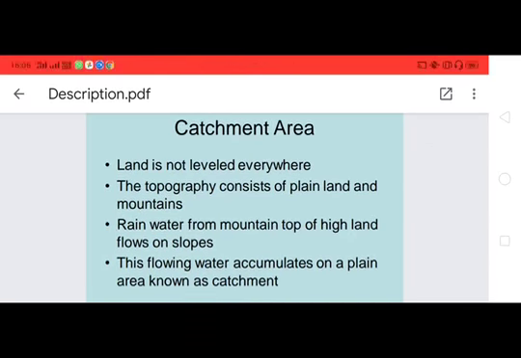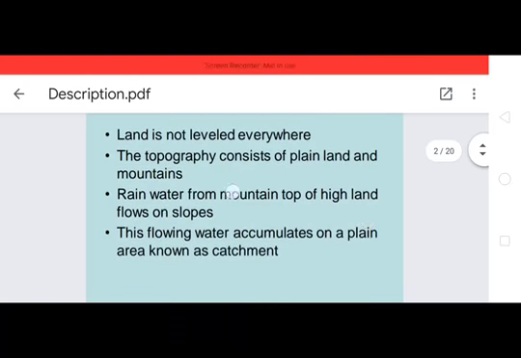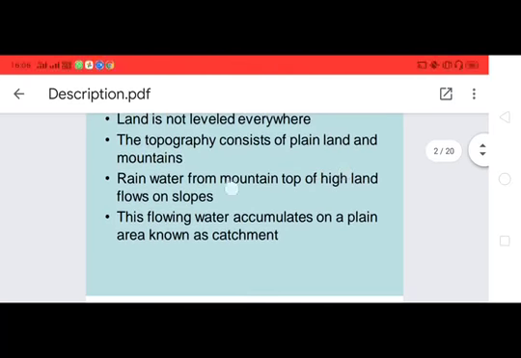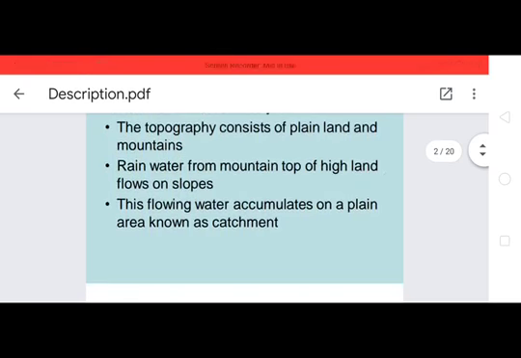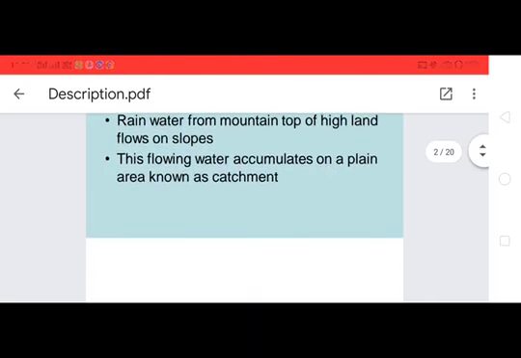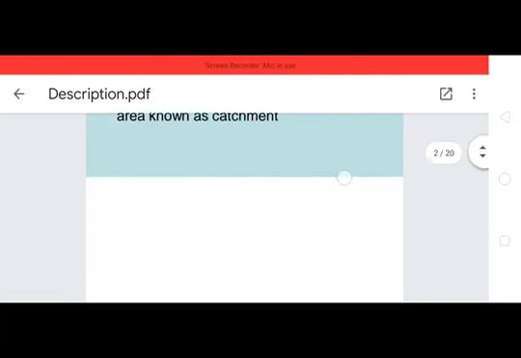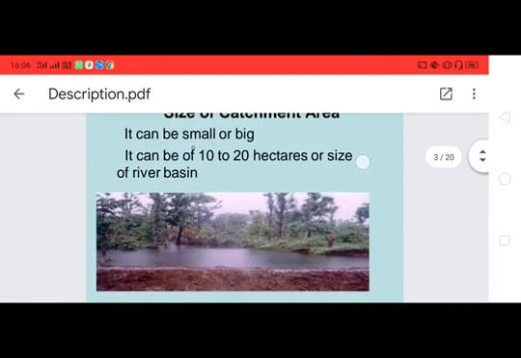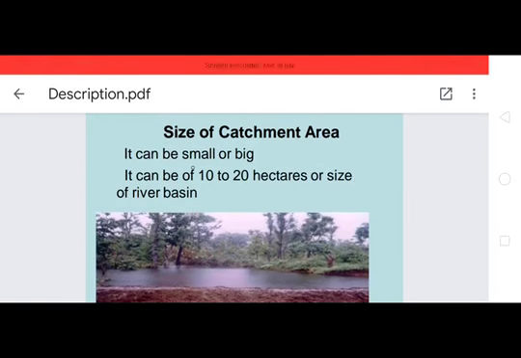As land is not leveled everywhere, the topography consists of plain land and mountains. Rainwater from the mountain top of the highland flows on the slope. This flowing water accumulates on the plain area and is known as catchment. We can take a recent example of a man named Laungi Bhuiya from Bihar, who dug up a canal to bring water to his village.